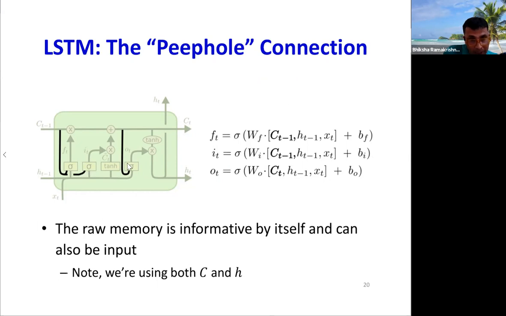This raw memory only connects to the gates in the standard design. It doesn't actually connect to this pattern detector. Furthermore, the initial raw memory, C t minus one, is what feeds into the input gate and the forget gate. The updated raw memory is what feeds into the output gate. So the overall operation of these three gates is like this. The forget gate operates on the concatenation of the incoming raw memory, the incoming state, and the input. The input gate, which is this one, also operates on the same combination. The output gate operates on a concatenation of the output raw memory, the incoming hidden state, and the input.